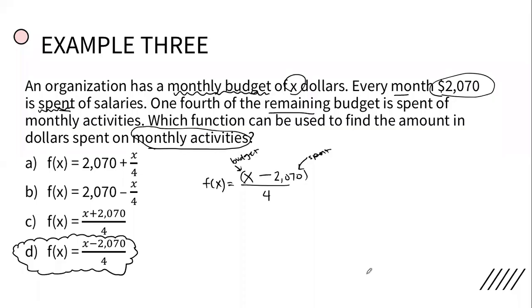Okay, so I'm repeating this just for the recording. Sorry, I paused it. So we started with X amount of dollars and we spent 2,070 of that budget. So X minus 2,070. And then it says 1/4 of the remaining budget will go to monthly activities. So X minus 2,070, the remaining amount, is divided by 4. So 1/4 of it will go to monthly activities. So that's why D is our answer. All right.